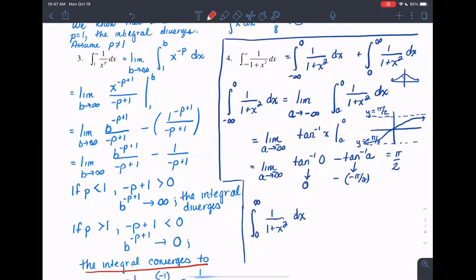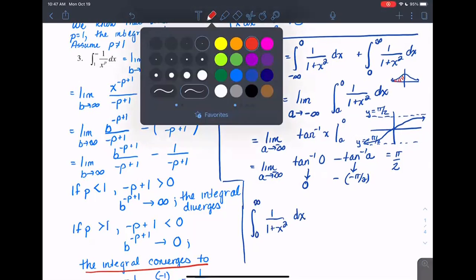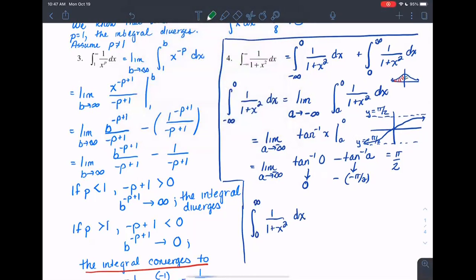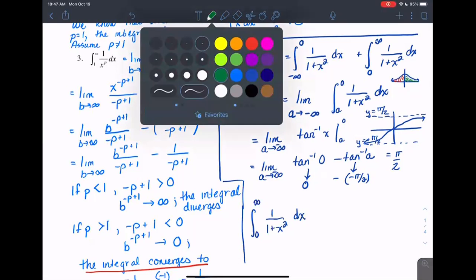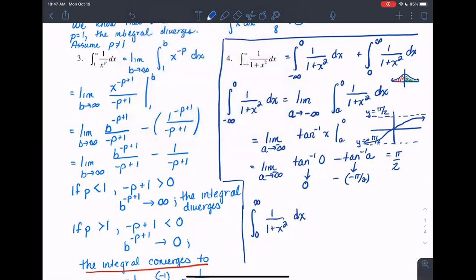Notice that this function is symmetric about the y-axis, and that red area and that green area are going to be the same. If you do the work on this and write out your limit, we should come up with that. This time b heads off to infinity.